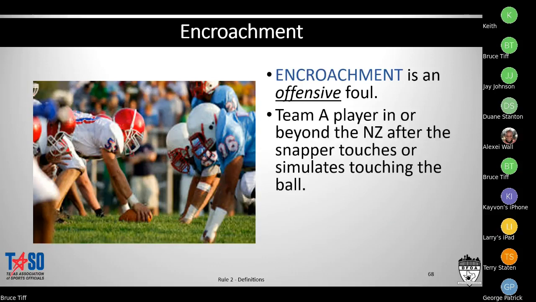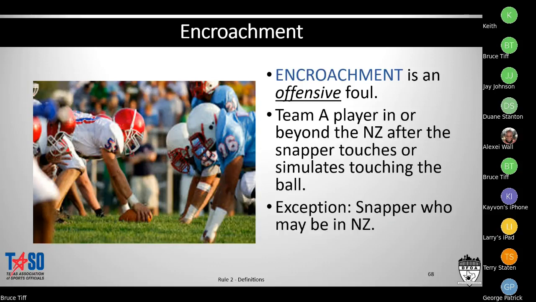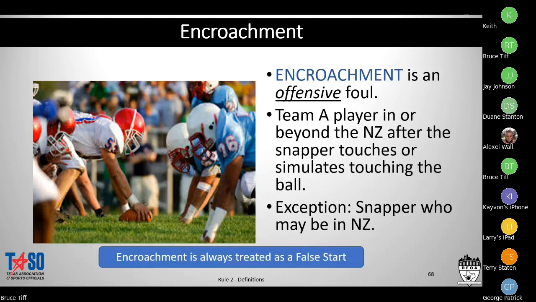Encroachment is an offensive foul. A teammate player in or beyond the neutral zone after the snap touches or simulates touching the ball. Are we talking about an exception? The snapper, who may be in the neutral zone. And encroachment is always treated as a false start.